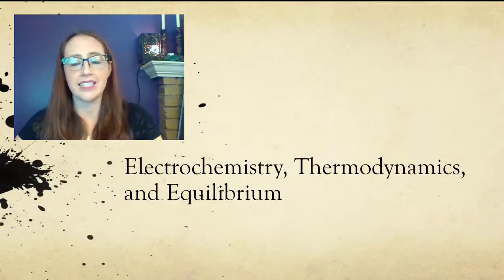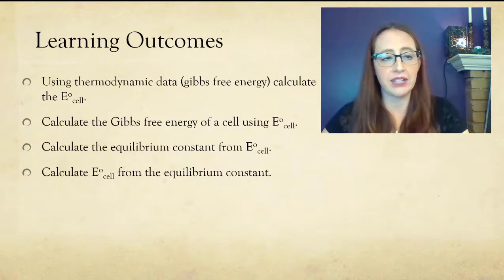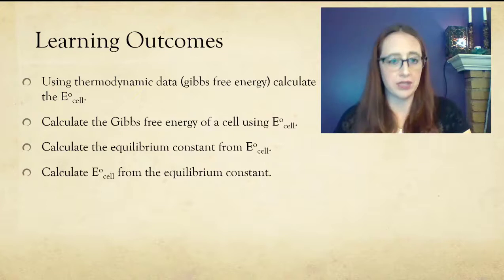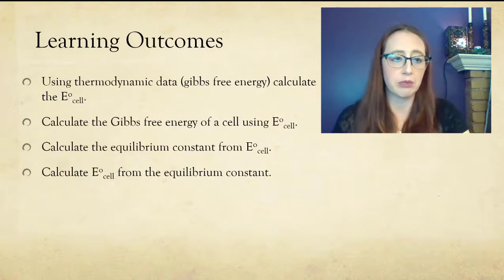Now it's time to connect our electrochemistry discussion in with our discussion of thermodynamics and equilibrium. More specifically, we want to use thermodynamic data to calculate E of the cell, and then similarly calculate the Gibbs free energy using E of the cell, and calculate the equilibrium constant from E of the cell. So effectively interconverting between Gibbs free energy, equilibrium constant, and voltage.